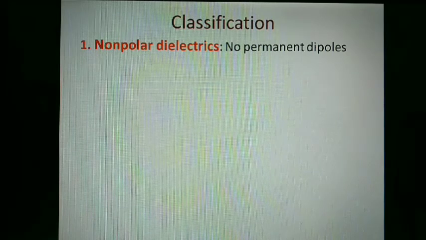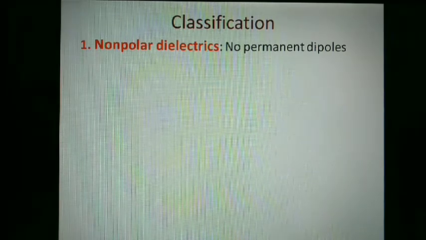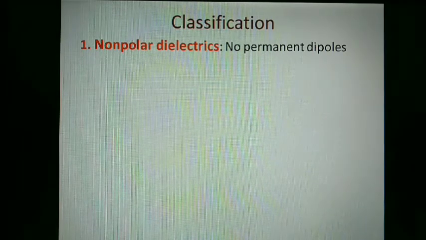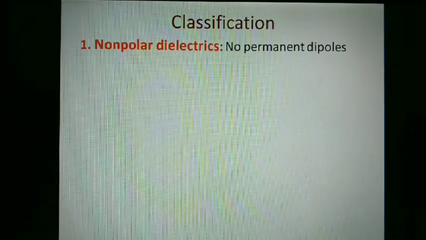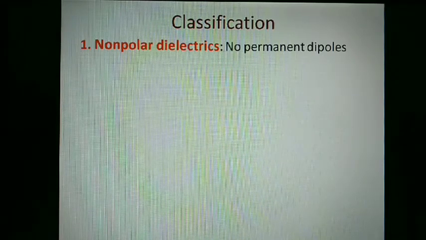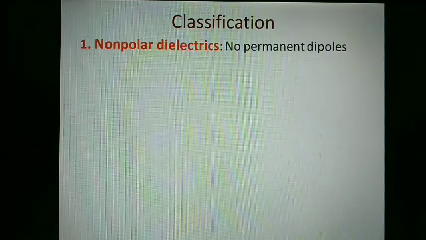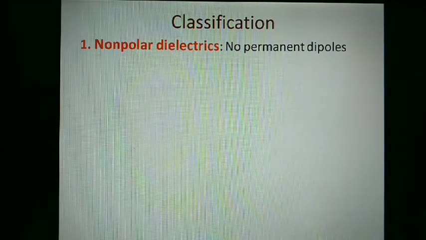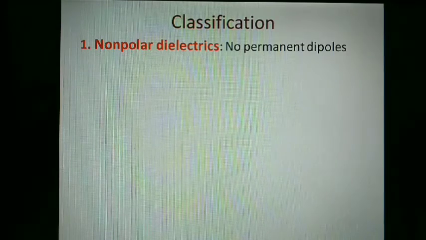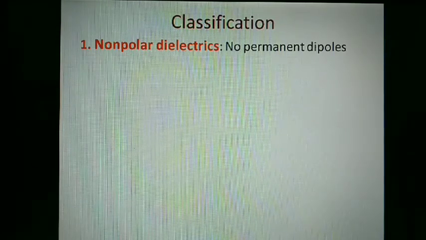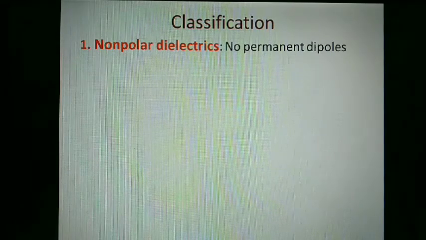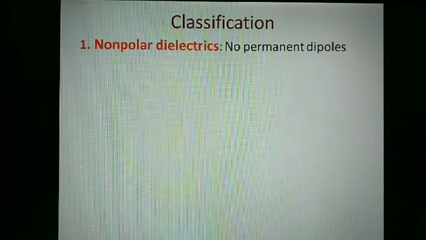Classification. Now let us understand how the dielectric materials are classified. Based on the availability of the dipoles in a given dielectric material, the dielectric materials are classified into two classes. One is the non-polar dielectric, the other one is the polar dielectric.